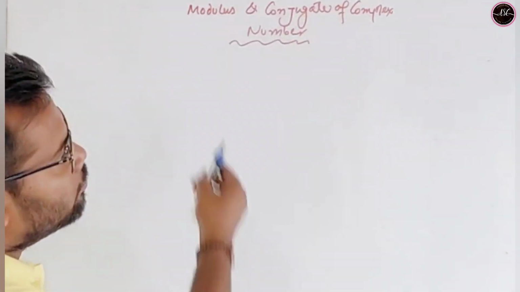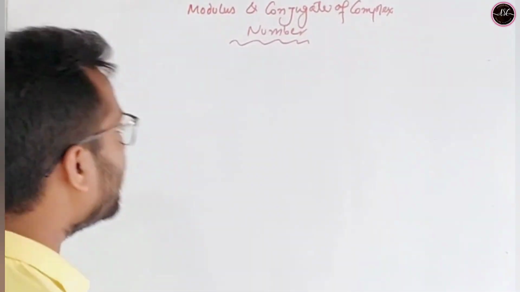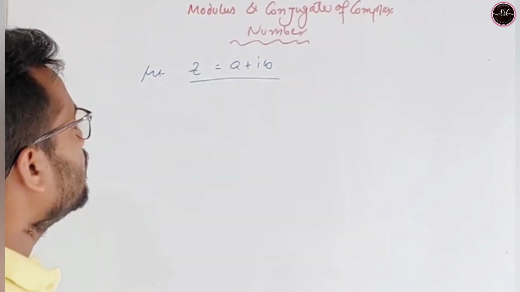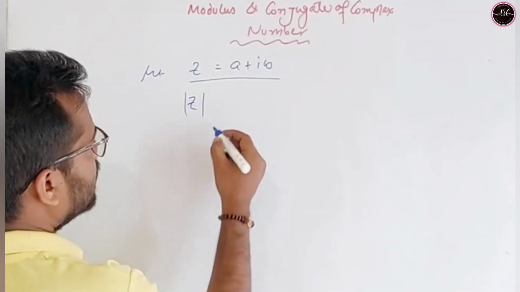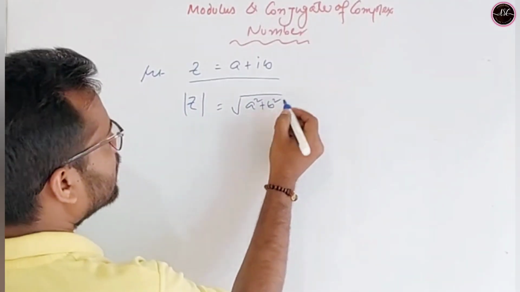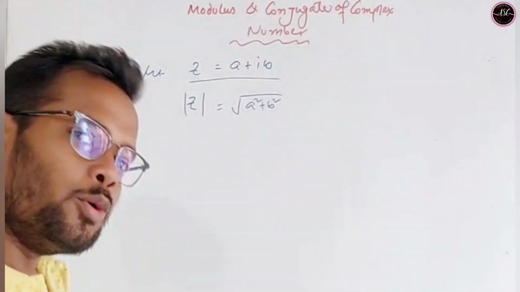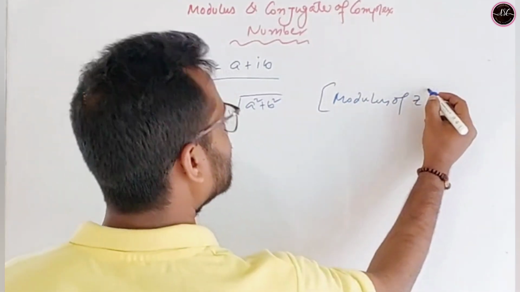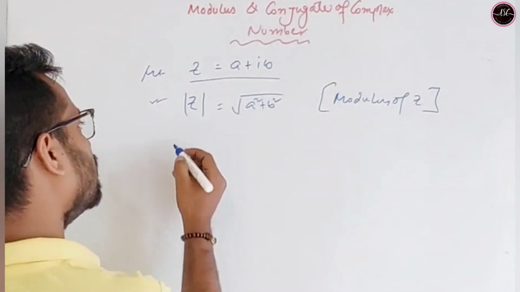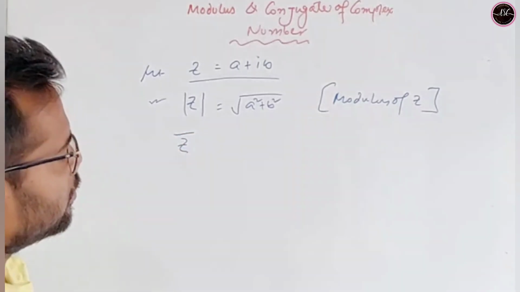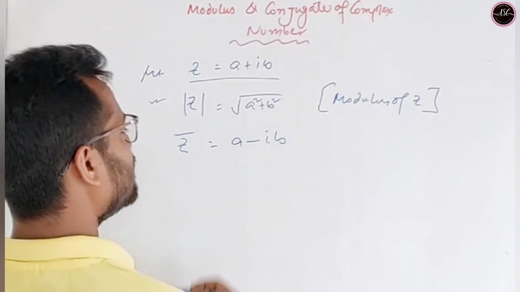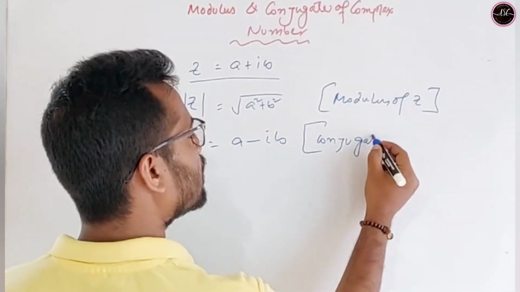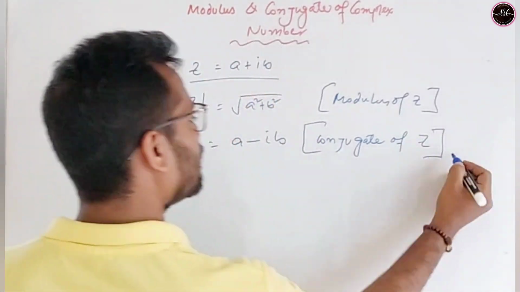Here we will know about the modulus and conjugate of a complex number. Let Z equal a plus ib be a complex number. Okay. Then the modulus of Z equals root of a square plus b square. Okay. This is a non-negative real number. Now the conjugate. Conjugate can be written as Z bar. Z bar equals a minus ib. Okay. This is the conjugate of Z.